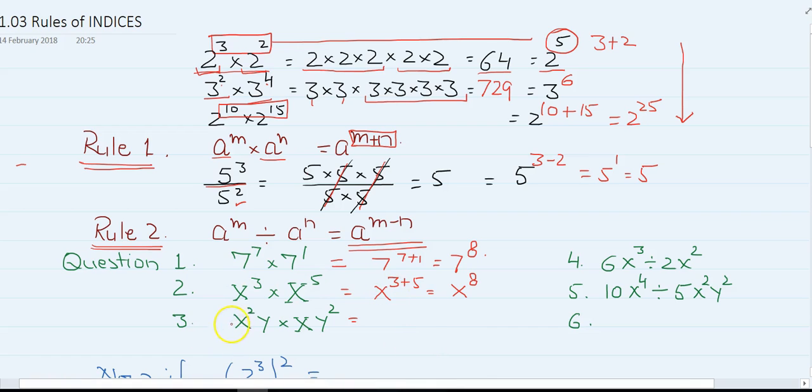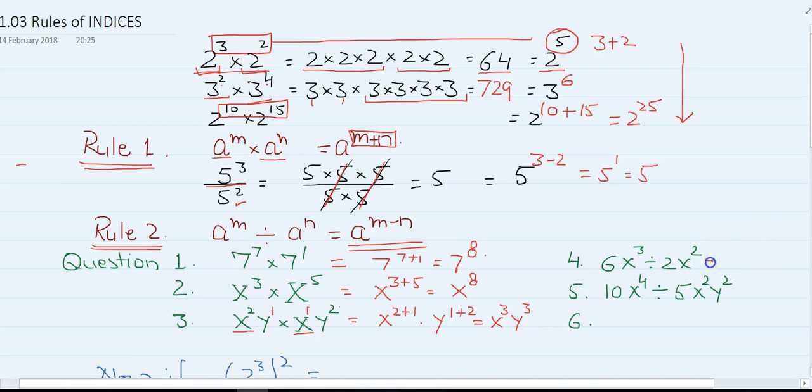Now another question is x squared y multiplied by x y squared. Here we have to take the like terms, x and x. Here the power of x is 1. So x squared multiplied by x, so x to the power 2 plus 1. And y has power 1 here, and here the power is 2. So it will be 1 plus 2. So the answer will be x cubed y cubed.